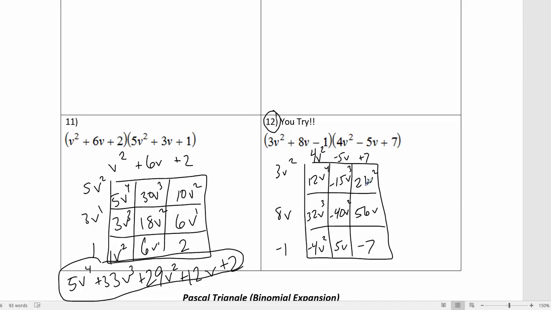Okay, so there's my box here. Now let's take numbers out of the box. So I got the 12v to the 4 is the first box. Again, nothing gets combined with that. 32 minus 15 is 17.